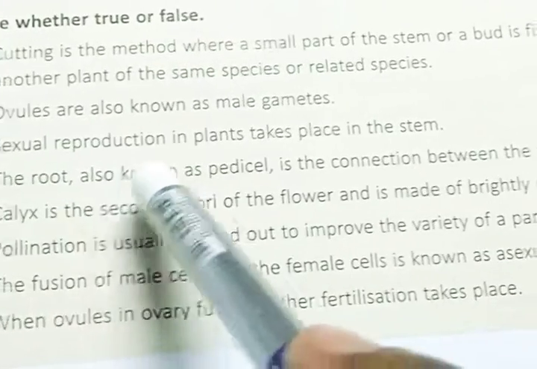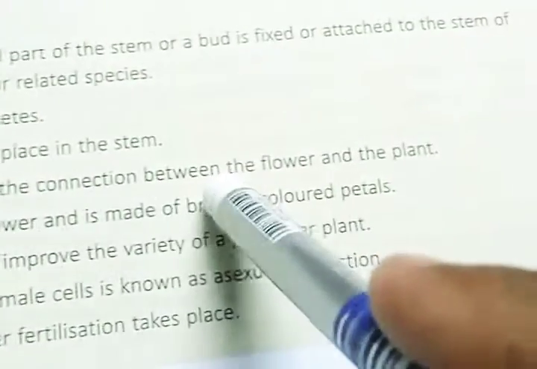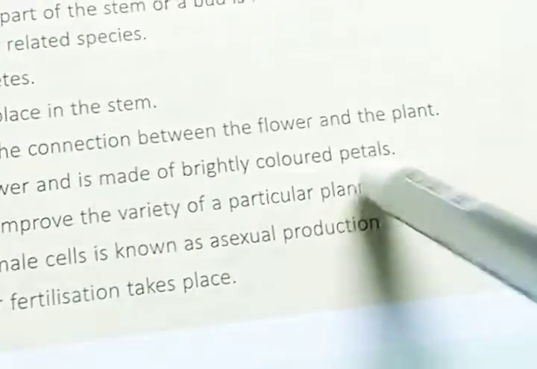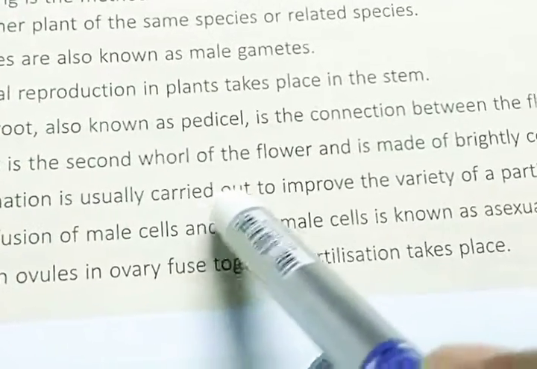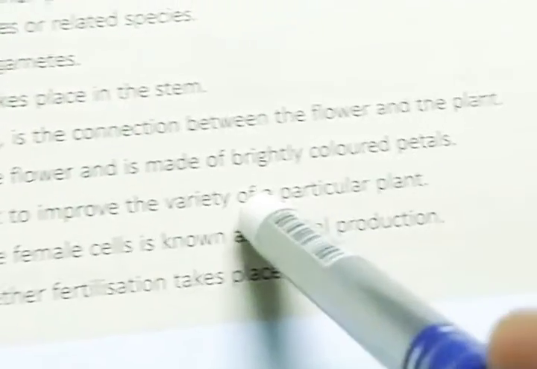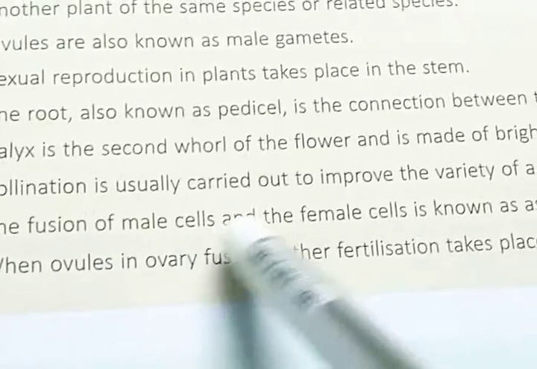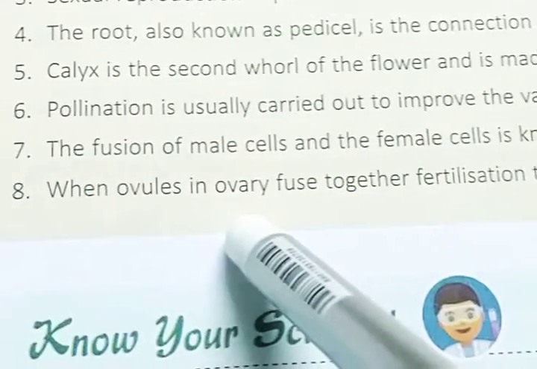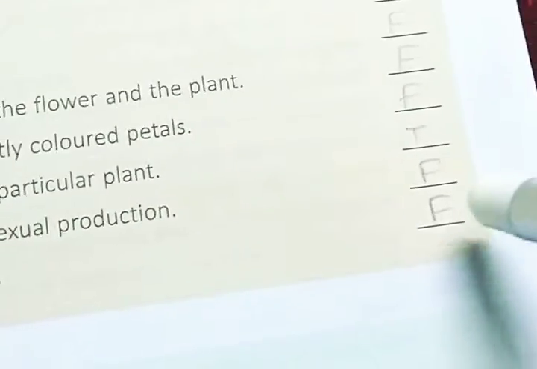The root is also known as pedicel, is the connection between flower and plant. False. The calyx is the second whorl of the flower and is made up of brightly colored petals. Again, it is false. Pollination is usually carried out to improve the variety of a particular plant. The answer is true. The fusion of male cells and female cells is known as asexual reproduction. Again, it is false. And the last one, when ovules in ovary fuse together, fertilization takes place. Answer is false.